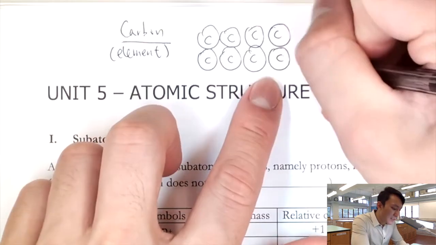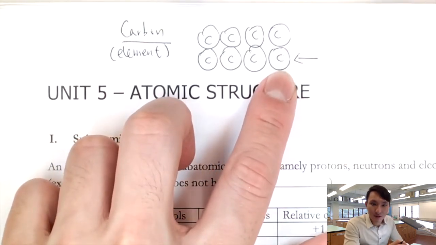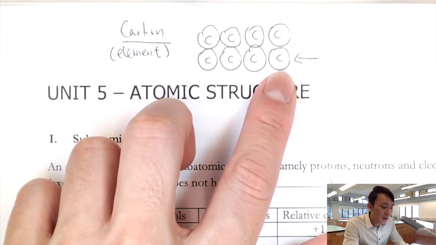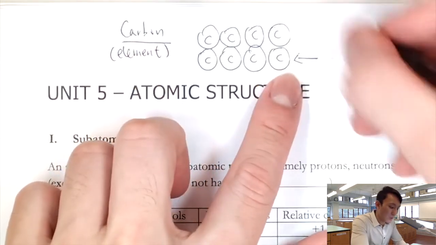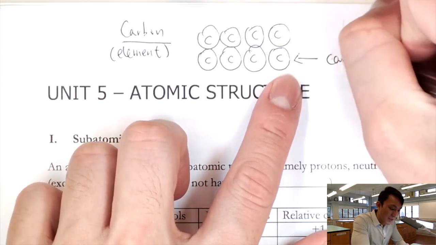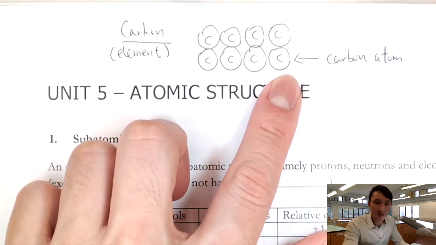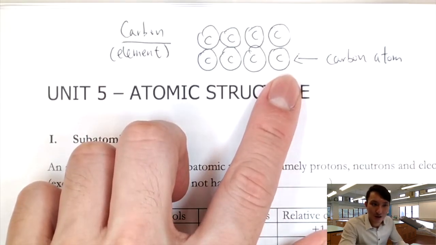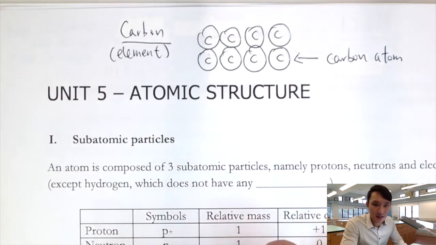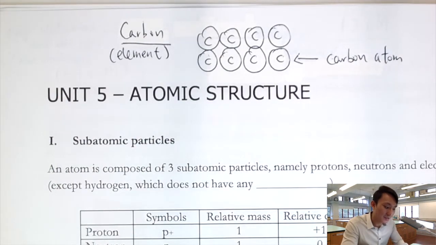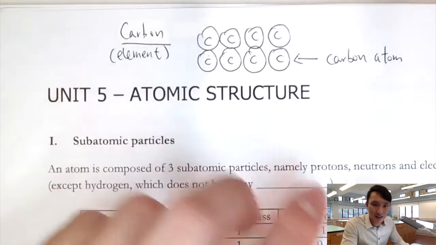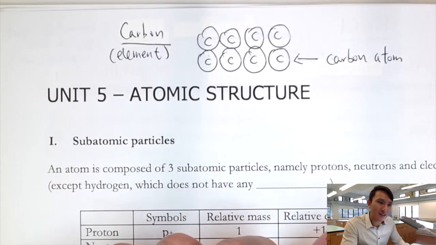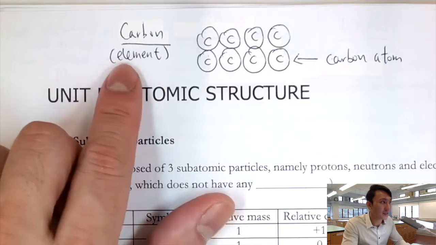Now, every single unit that makes up carbon is what we call a carbon atom. So atom, we define as the smallest unit of matter, and everything is made up of atoms. So that's the difference between element and atom. Or rather than difference, this is really the meaning of element and atom.